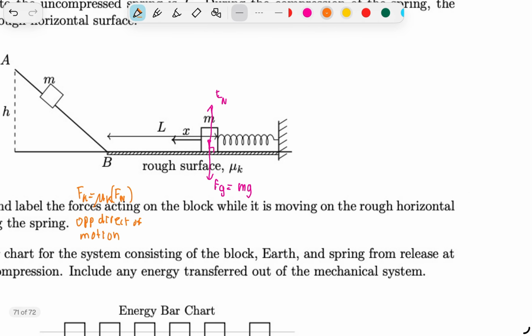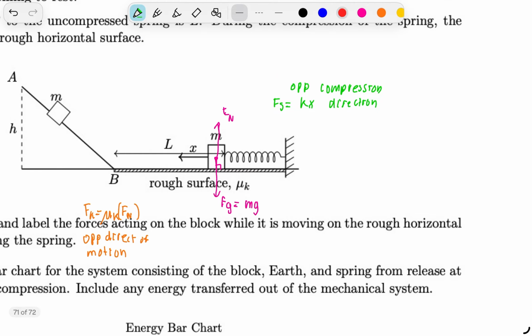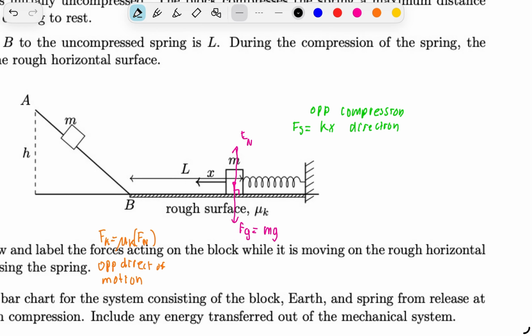So we are also going to have a spring force as well, and this is going to be Fs is equal to kx. This is going to be opposite the compression direction, using Hooke's law. So if we look at our horizontal surface, we're going to have that the summation of our forces is equal to 0 in the vertical direction, because the block is not going through the surface. It's only having this horizontal movement back and forth as it oscillates on this rough surface.